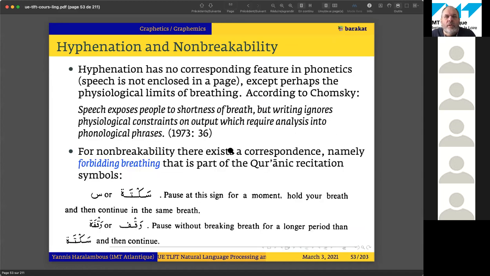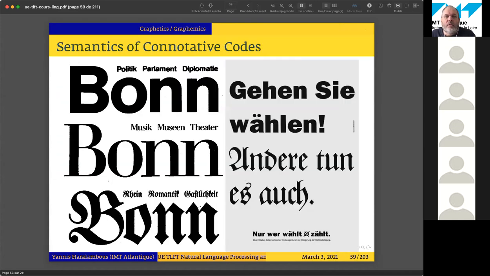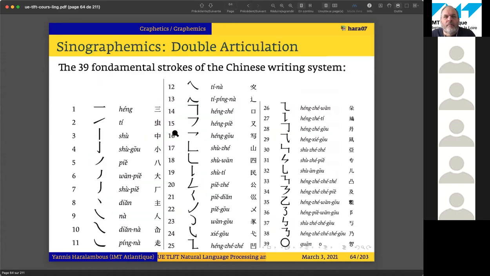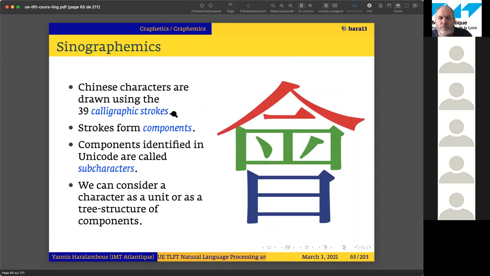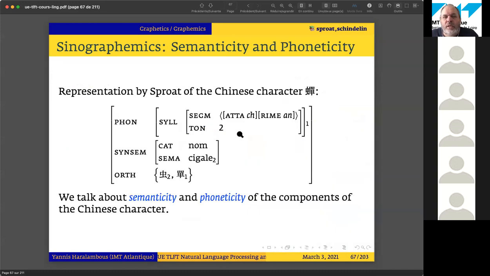So this is about typography. This is merely encyclopedic, but can give you ideas. Then I have some slides about Chinese. So of course, you will not learn Chinese. I don't speak Chinese myself, but still, you have to be aware of some facts about Chinese language to be able to process it correctly whenever needed.